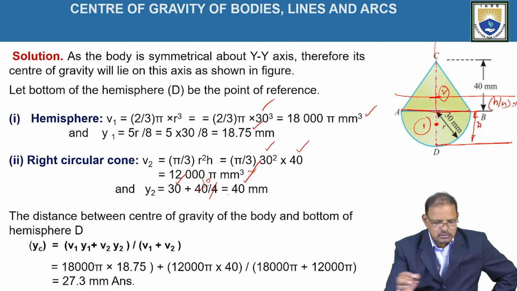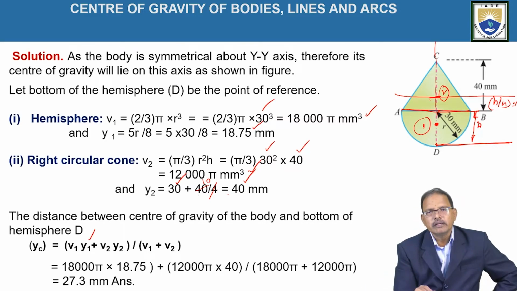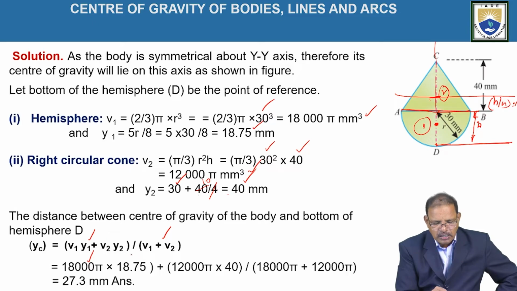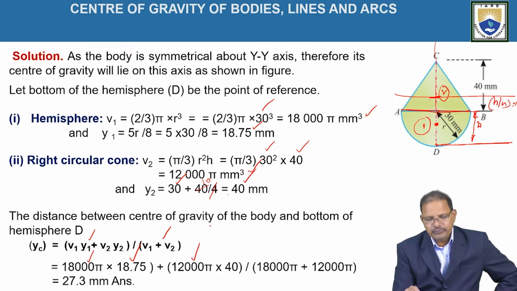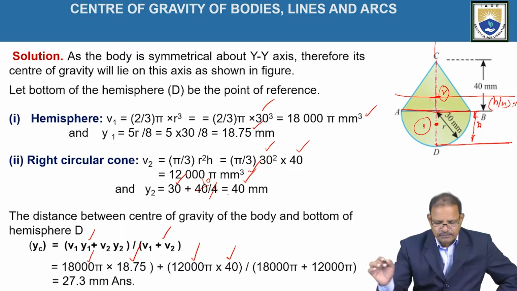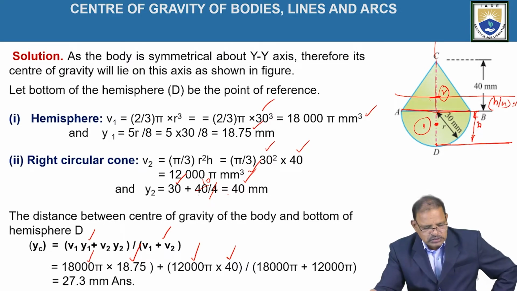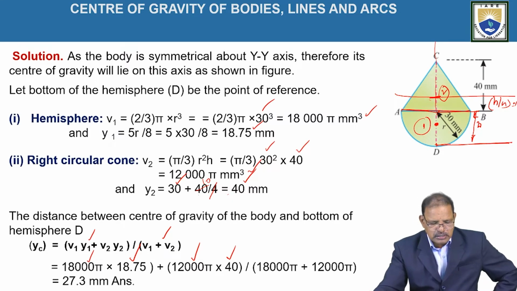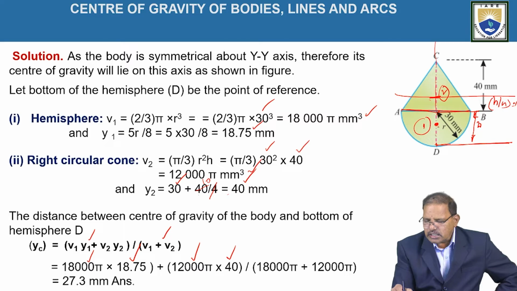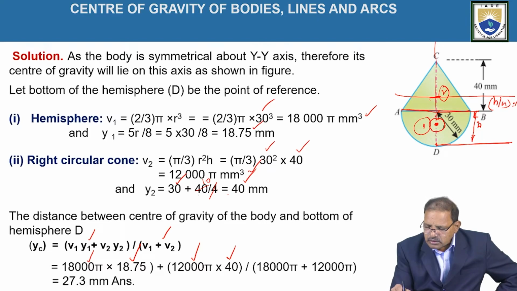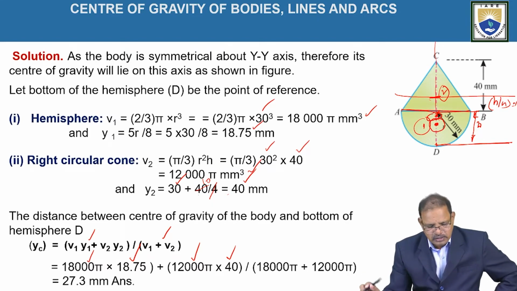The distance between the center of gravity of the body and the bottom of the hemisphere, that is yc, is equal to v1 y1 plus v2 y2 divided by v1 plus v2. Substituting the values, v1 is 18,000 pi into y1 is 18.75, plus v2 is 12,000 pi into 40, divided by 18,000 pi plus 12,000 pi. Since pi remains constant in all terms, on simplification we got 27.3 mm. This represents the position of the centroid. It lies approximately at this position, somewhere around 27.5. This is the required answer.